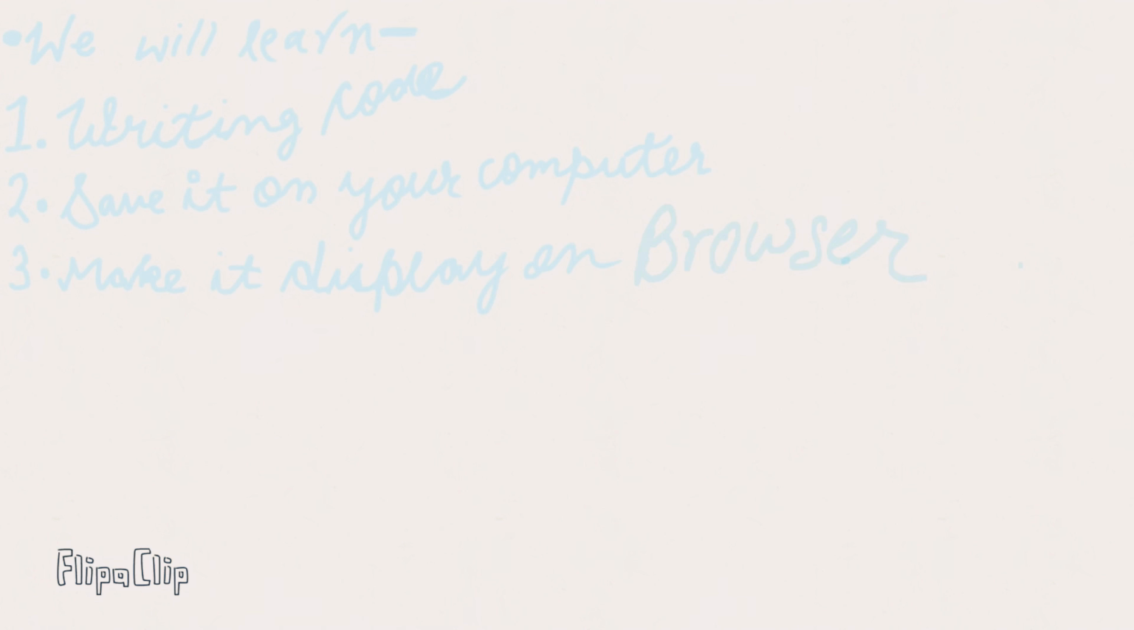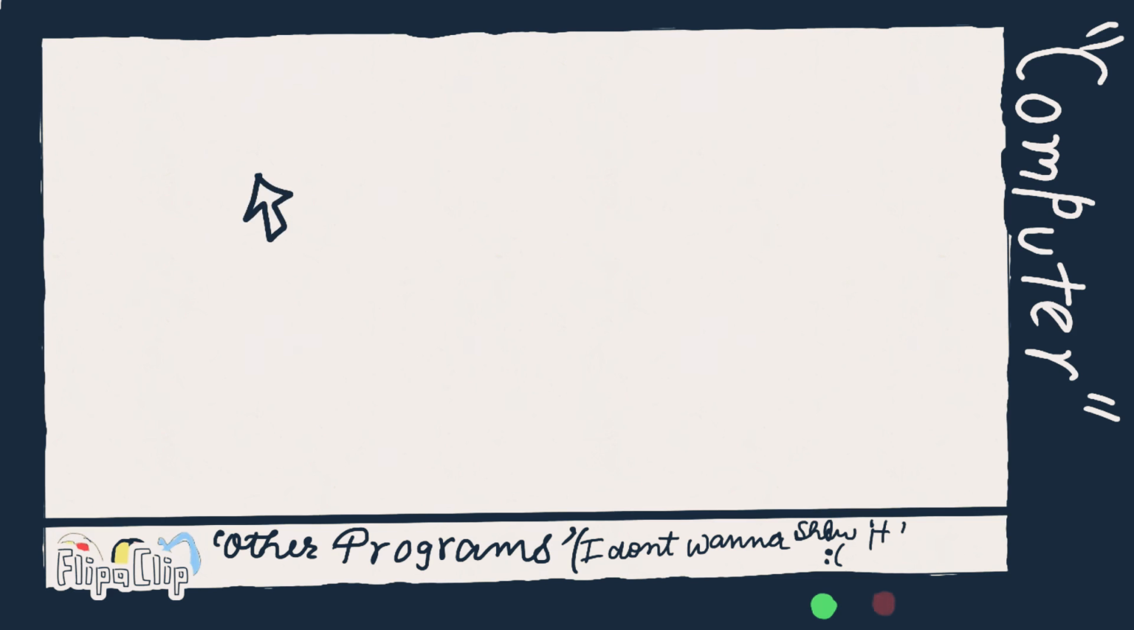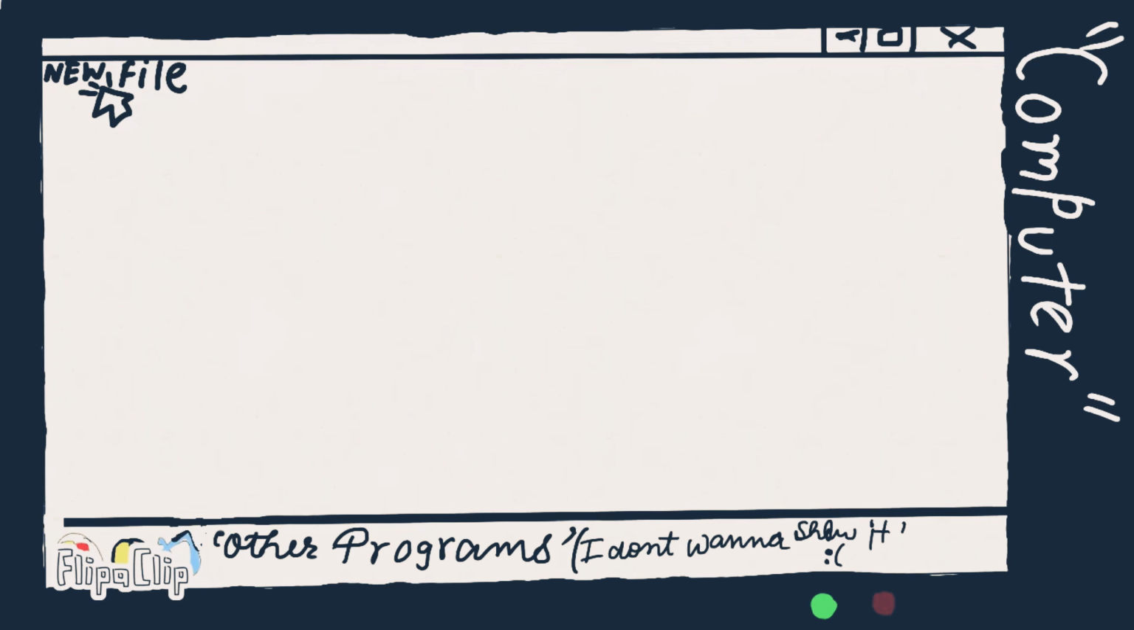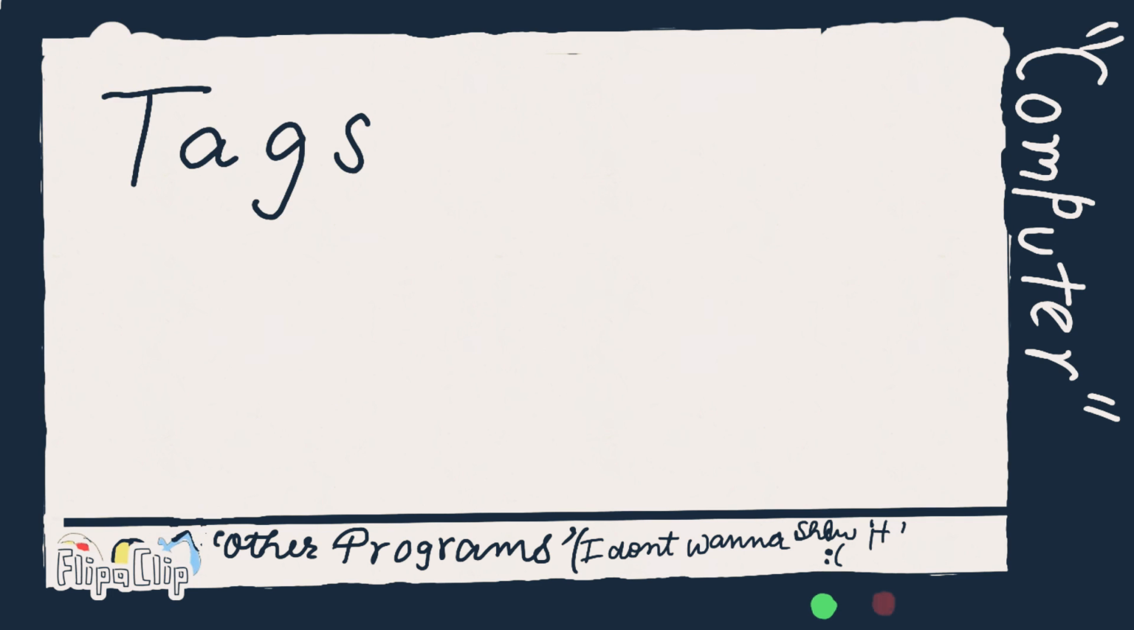Hi guys, today we will be learning how to write code, save it on a computer and make it display on browser. So first of all, go to the code software, click on new file, and then it will make you a file.